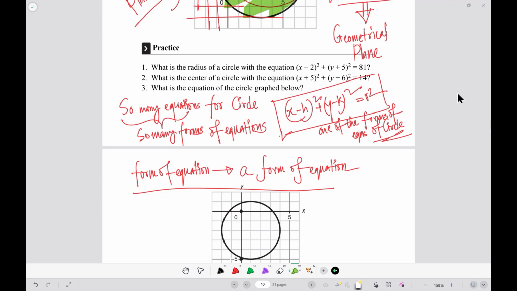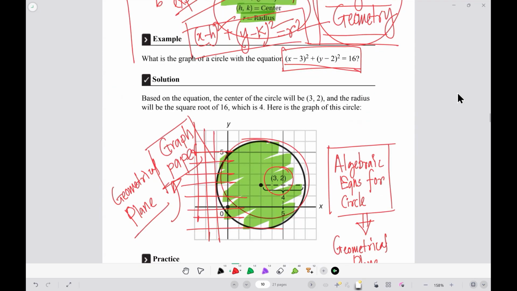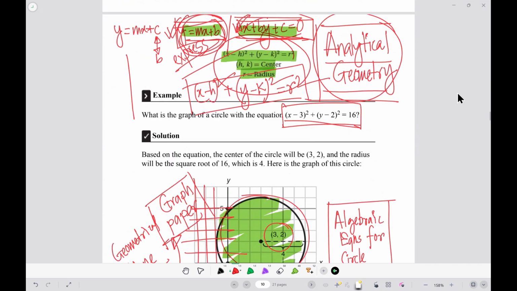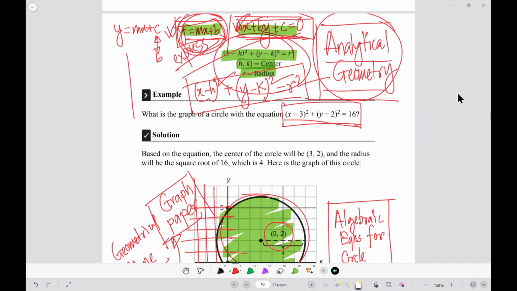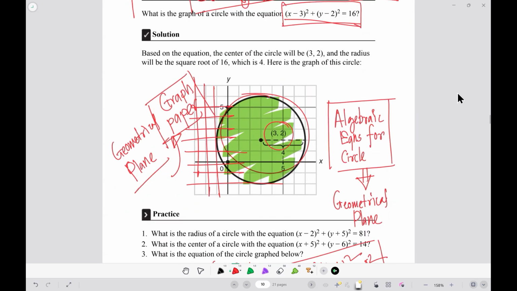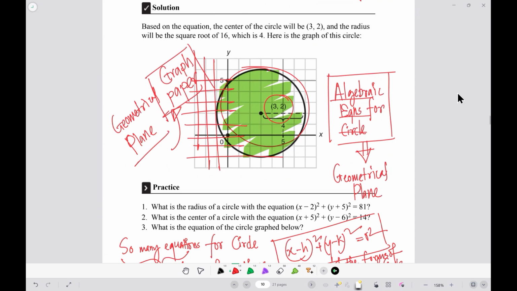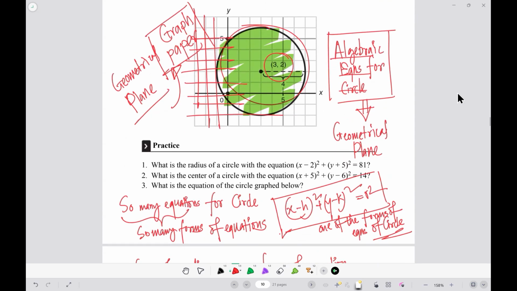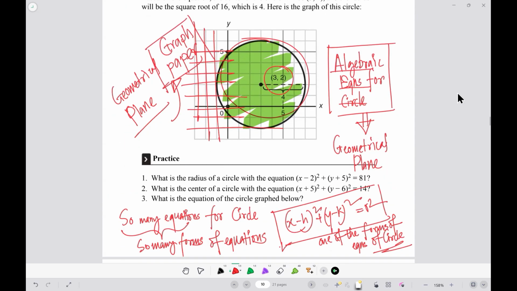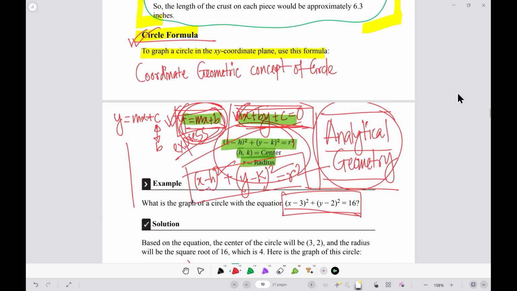What does that mean basically? It means that we have a form of equation for a circle. As I have already told you, the algebraic equation for a circle can be different. It means that we can write different equations in different forms for a given circle. And this is one of them: x minus h whole squared plus y minus k whole squared is equal to r squared. So this is one of the forms of equation.